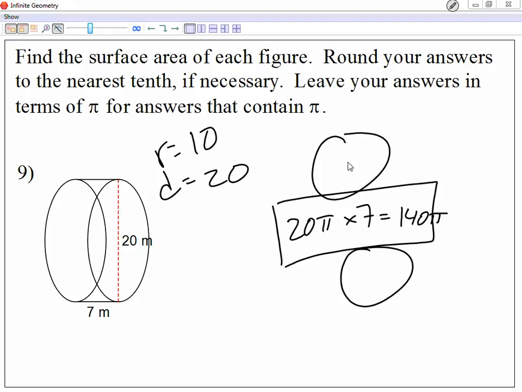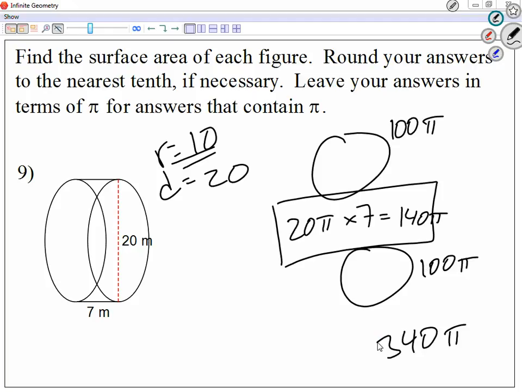Now for the circles, I need the radius. Right, the radius is 10. What's the area of the circle? 100 pi. Okay. 100 because we went radius times radius, right? Radius squared. So that's how we got 100 pi. For the other circle, we obviously get 100 pi as well. Now add the three areas. What's the surface area? 340 pi. Once again, what 340 pi means is 340 times pi. I told you guys to leave pi as a pi, so it's just 340 pi.